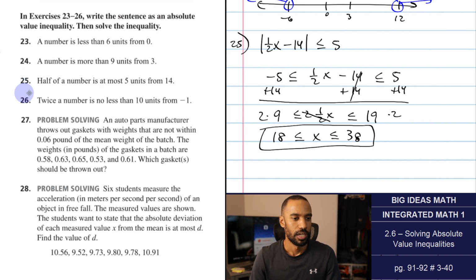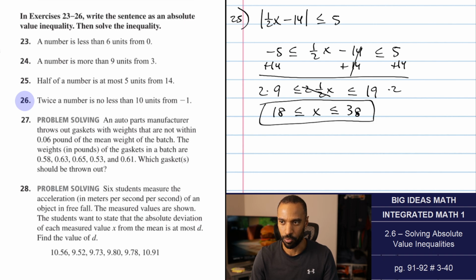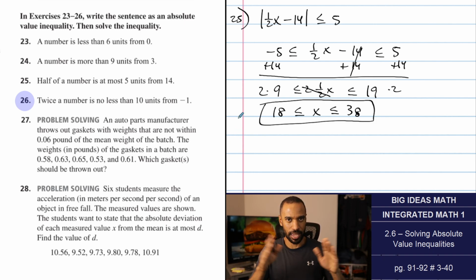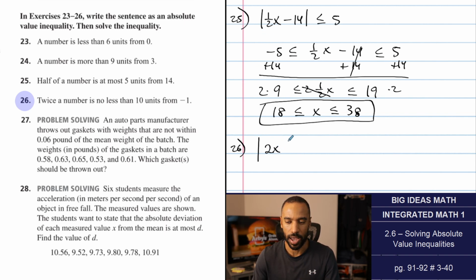Number 26. Twice a number is no less than 10 units from negative 1. 10 units from negative 1 in either direction is, we have to take the difference of your number and negative 1, which means you got to add 1. If you notice, this one said half a number. This one says twice a number. So twice a number, the difference between this number and negative 1 is 2x plus 1. So I'll put a plus 1.